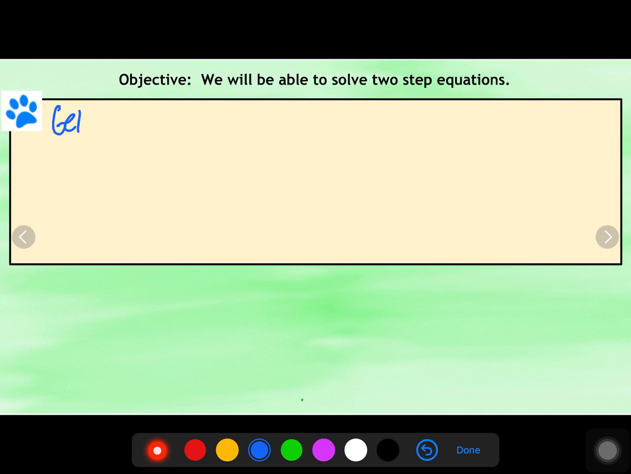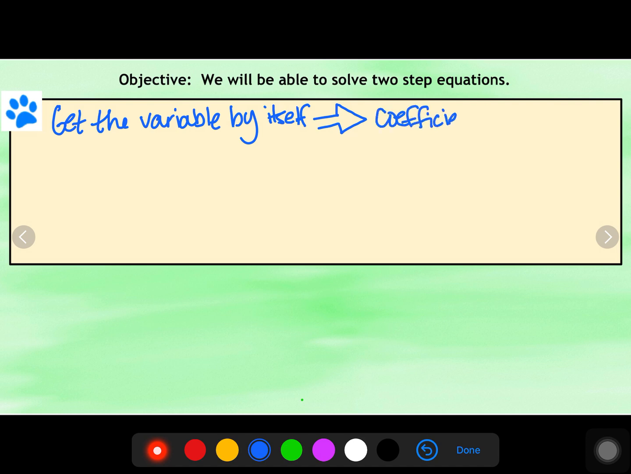We still want to get the variable by itself, which pretty much means we want a coefficient that equals 1. Remember, that's what our whole goal is. So we want like 1x or 1y or 1z, but this is kind of our goal right here. All right. So when there's two-step equations, let's talk about what those two steps are.